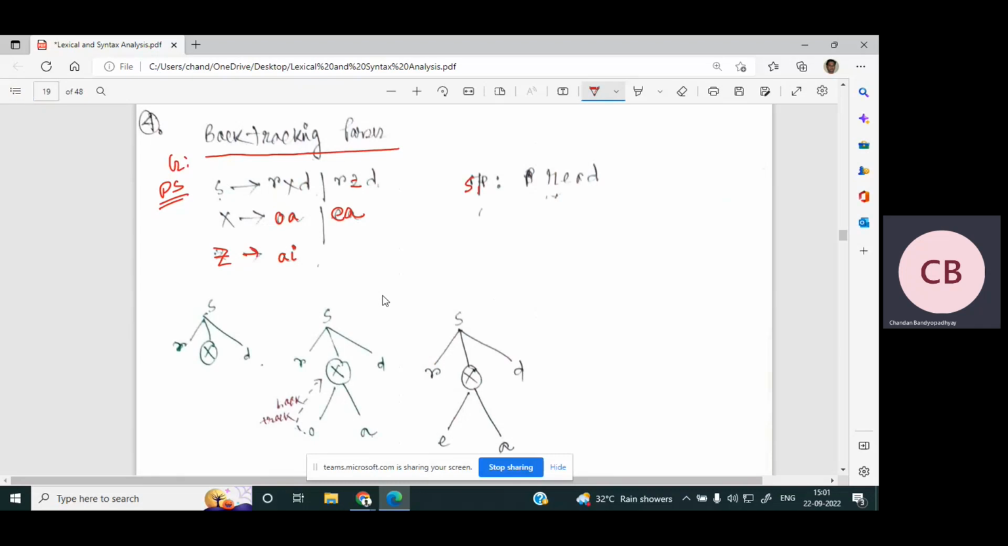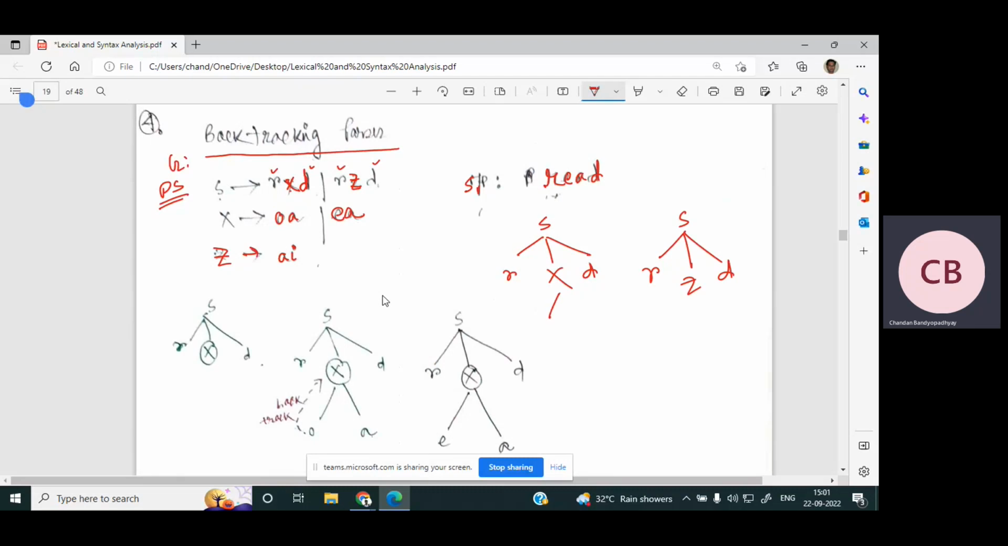Let's say I have been given a string to realize, the following string, READ. That means the first option is there. I have to start with the first production. I can start with R, X and D, or I can start with R, Z and D. Both are fine because both are ending with R and D. R and D, these are the terminals. Only I have to expand X and Z. So I have two options. Either S can be expanded to R, X and D, or S can be expanded to R, Z and D.